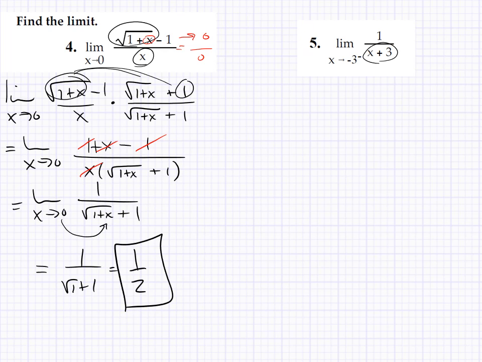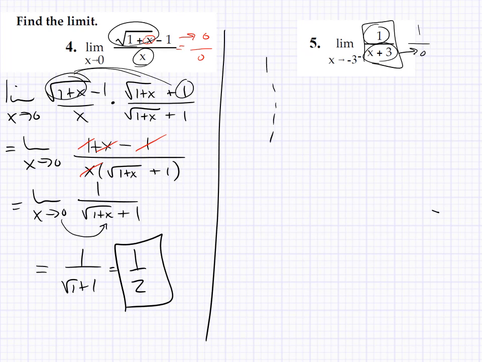Now this other one over here, number 5, a little bit different. Plug -3 into the denominator is going to go to 0, but the numerator is just going to be 1. Well, now only the denominator is 0. Telling me that only the denominator is 0 is basically telling me this rational function has a vertical asymptote. We have a vertical asymptote at -3.